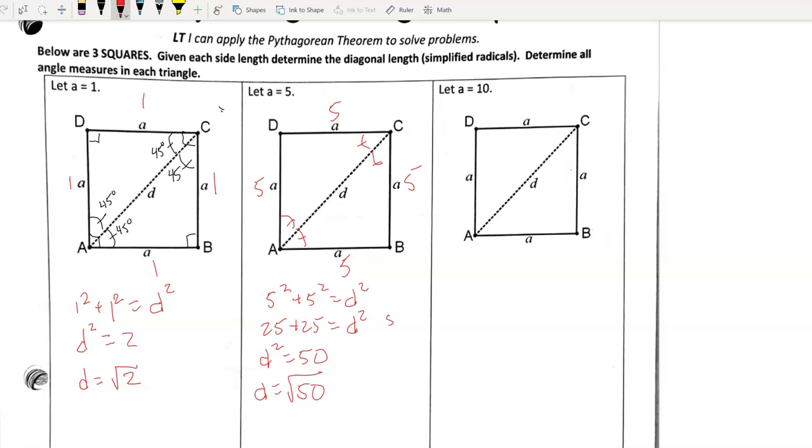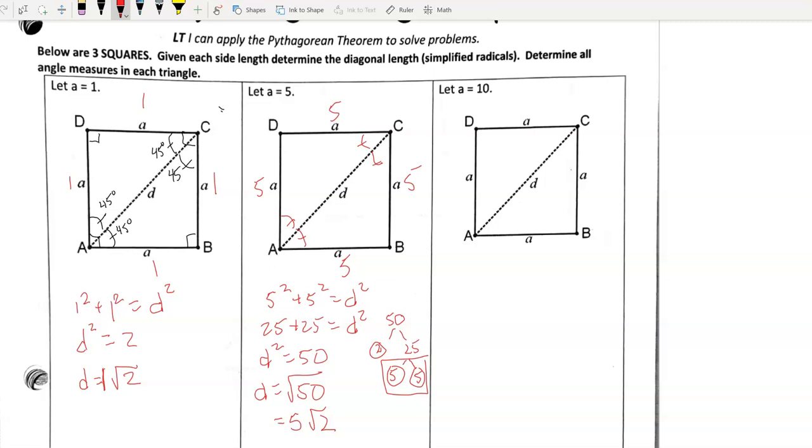We'll do a tree for this. So 50 is 2 and 25. And then 25 is 5 and 5. So here's a pair of 5s. So this is going to be 5 root 2. So if we look at the first example, we could put a 1 here, and this would be 1 root 2. So length of the side, root 2 for the diagonal. And then for this one, it's 5 root 2. So length of the side times root 2.